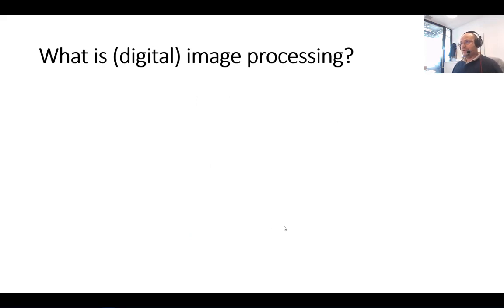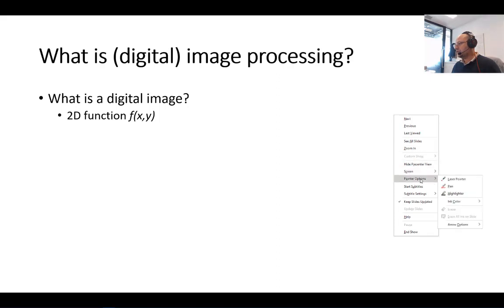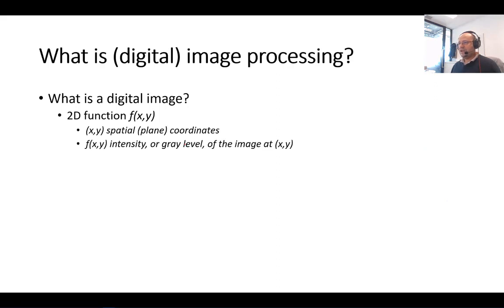Now, what is image processing? What is digital image processing? First, in order to answer this question, we have to ask ourselves, what is a digital image? There are many ways of understanding it. We can understand it as a 2D function, where x and y are spatial plane coordinates, and f(x, y) is the intensity or gray level of the image at point x and y.